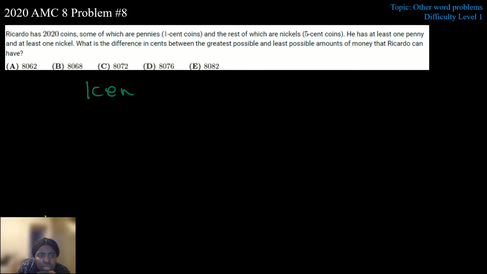Okay, so we have the 1-cent coins, and then we have 5-cent coins, and let's try to figure out what's going to happen here. He has combinations of 1-cent and 5-cent coins, but he has to have at least one penny and one nickel. So we're going to put one there as this is the minimum number that he can have. What's the difference between the greatest possible and the least possible amounts of money? Let's start with the least possible.